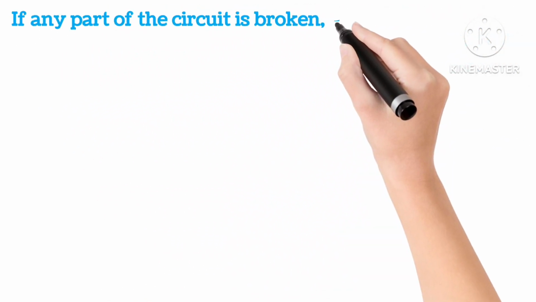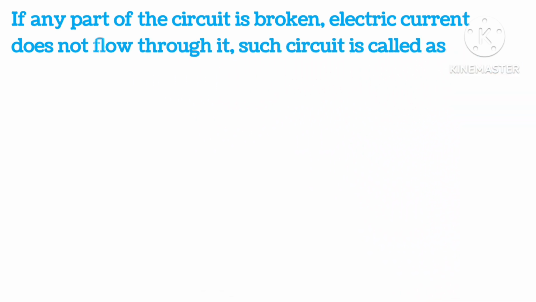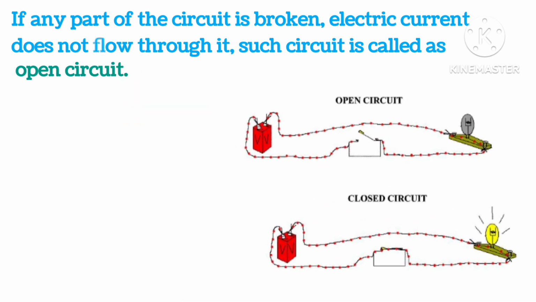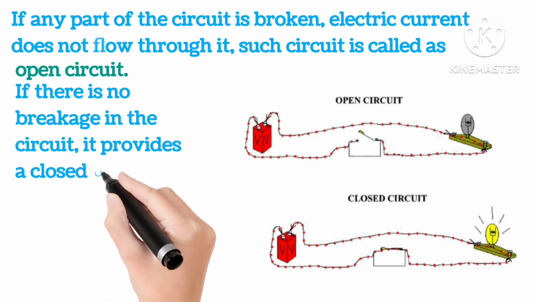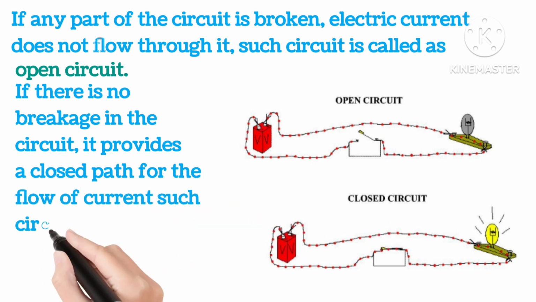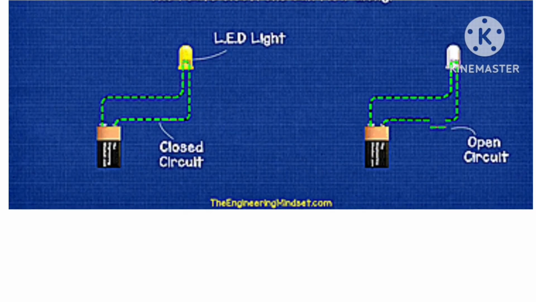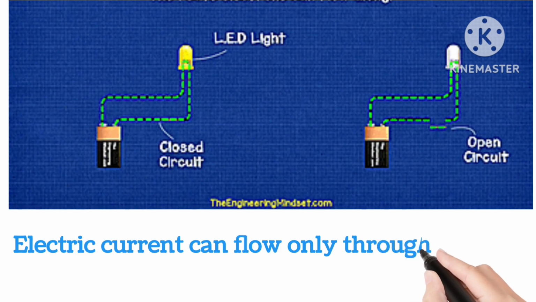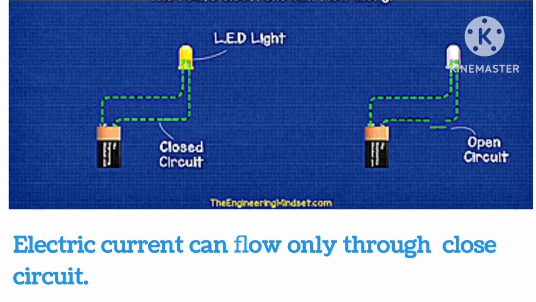If any part of the circuit is broken, electric current does not flow through it. Such circuits are called open circuit, as you can see in the picture. If there is no breakage in the circuit, it provides a closed path for the flow of current. Such circuits are called closed circuit, as you can see in the picture. Now here you can see that the electric current can only flow through the closed circuit and not through the open circuit, because the path is incomplete.